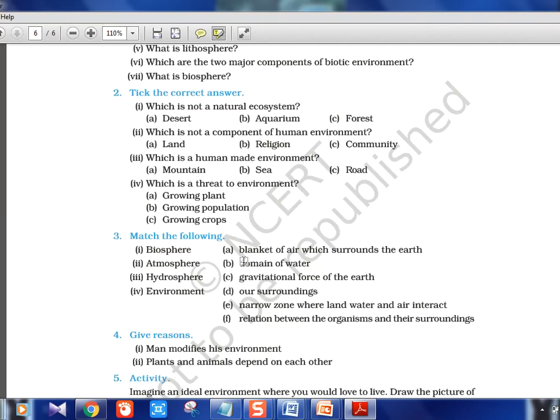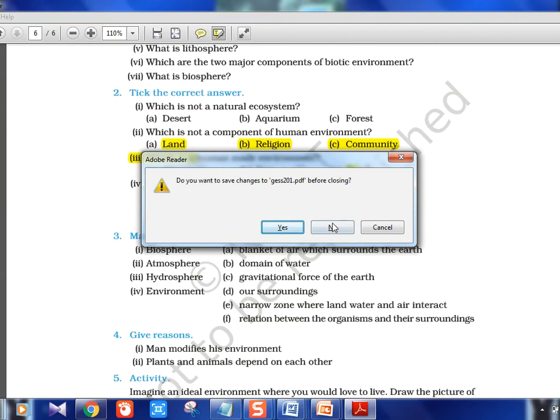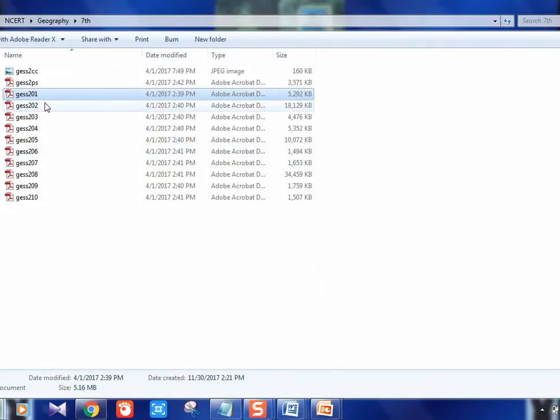That is why I am clubbing 3 chapters. An aquarium is not a natural ecosystem, and it is not a component of the human environment. Land is a natural environment, while human-made is a road, which is a threat to environment. So obviously growing population is a threat to environment, because the more people interact, the more it will be damaged. So that is all in chapter 1 of class 7. Let's go to chapter 2.